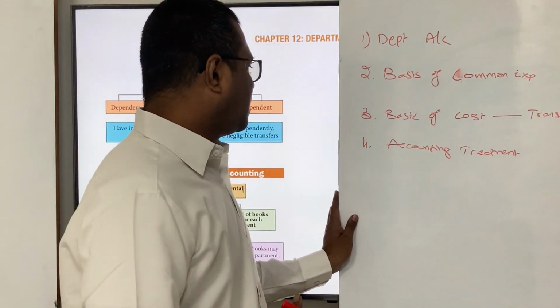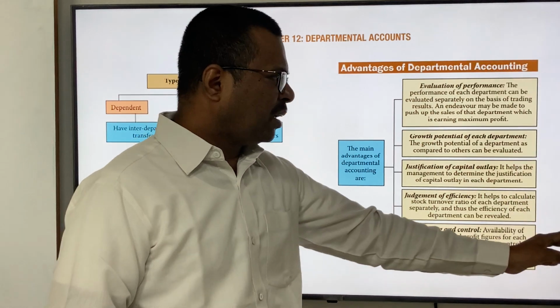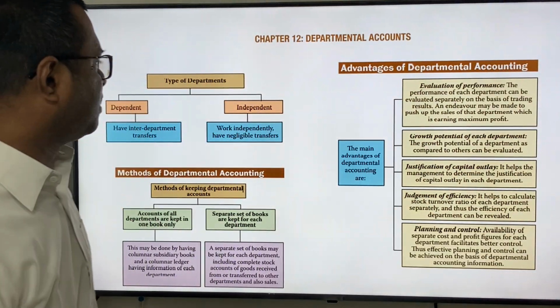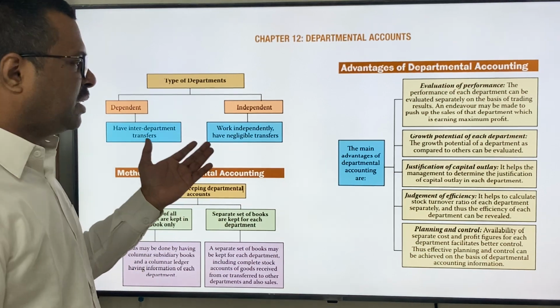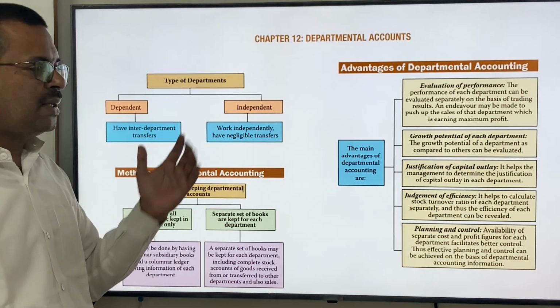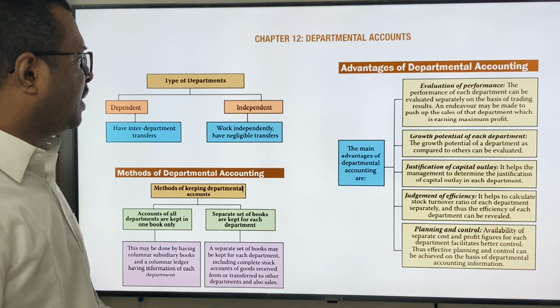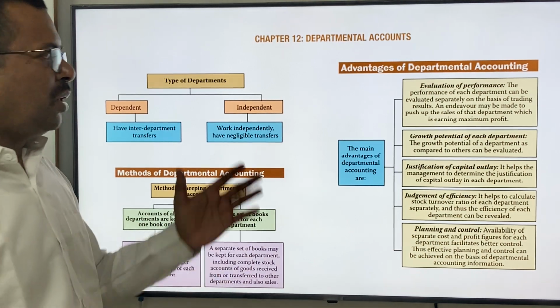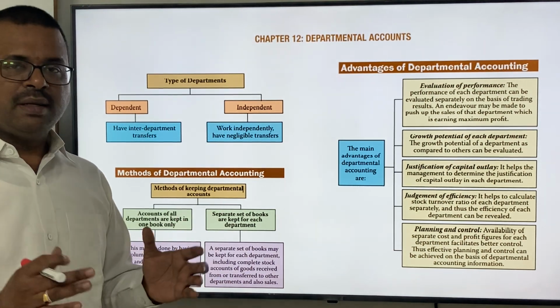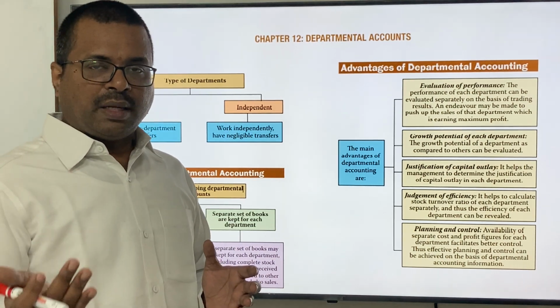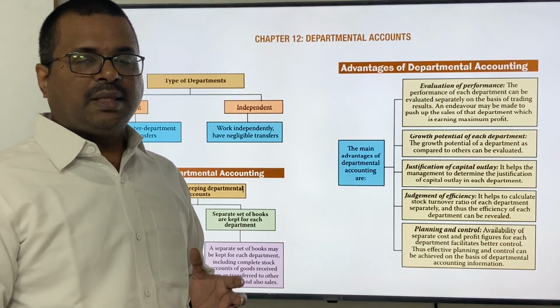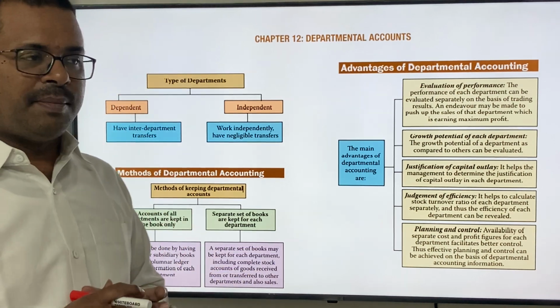Now let us understand how many types of departments there are. There are two types of departments. One is dependent departments and another one is independent departments. What is called an independent department? Where the dependency of a department on another department is less, then they are called independent departments.